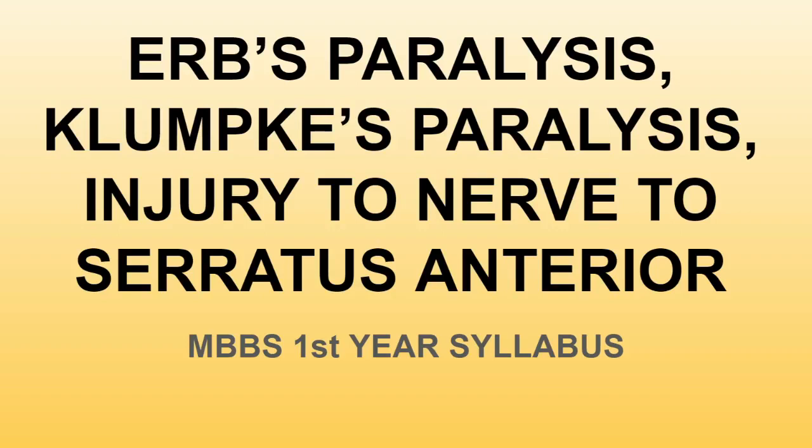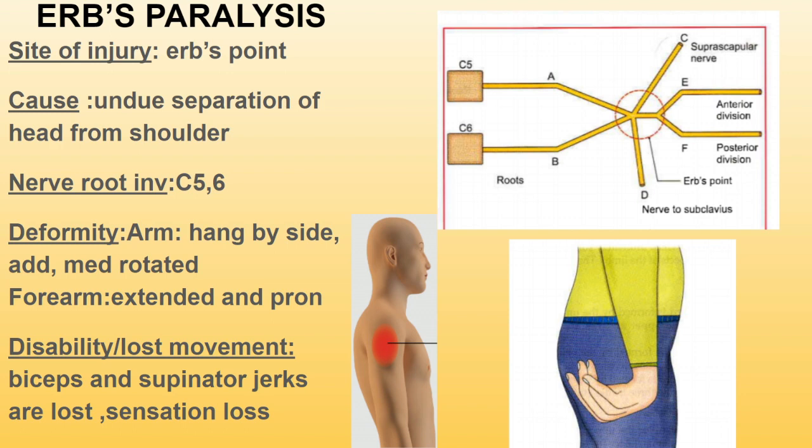Hello everyone. Today we will discuss the clinical aspects of the brachial plexus, that is Erb's paralysis, Klumpke's paralysis and the injury to the nerve to serratus anterior. Now first of all, Erb's paralysis. Over here the site of injury is the Erb's point. Now what is Erb's point?